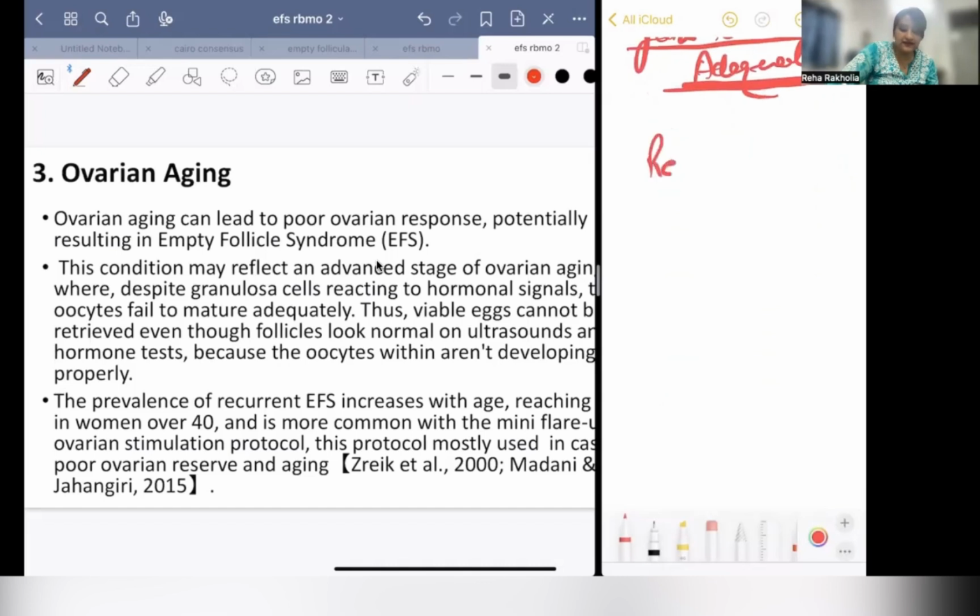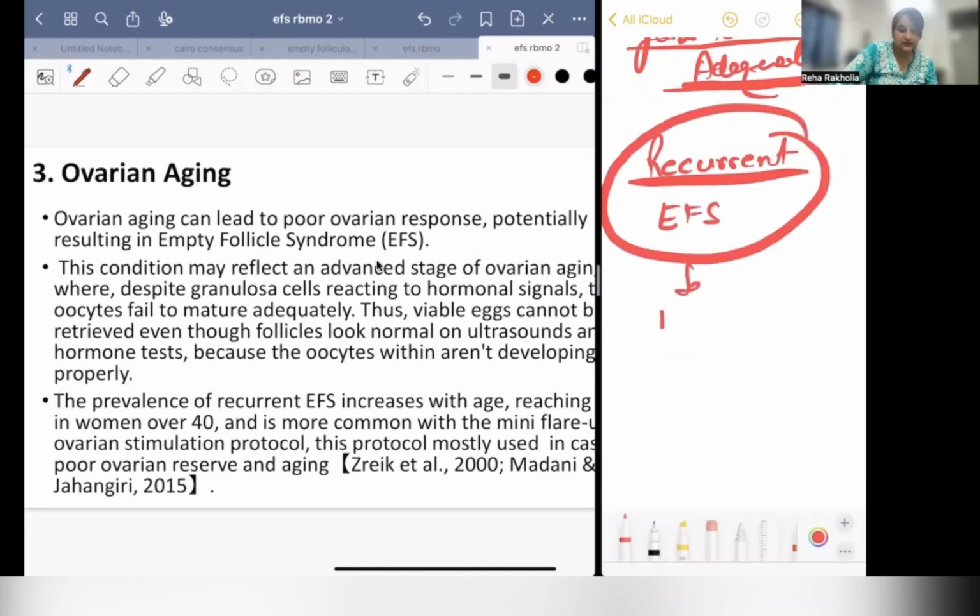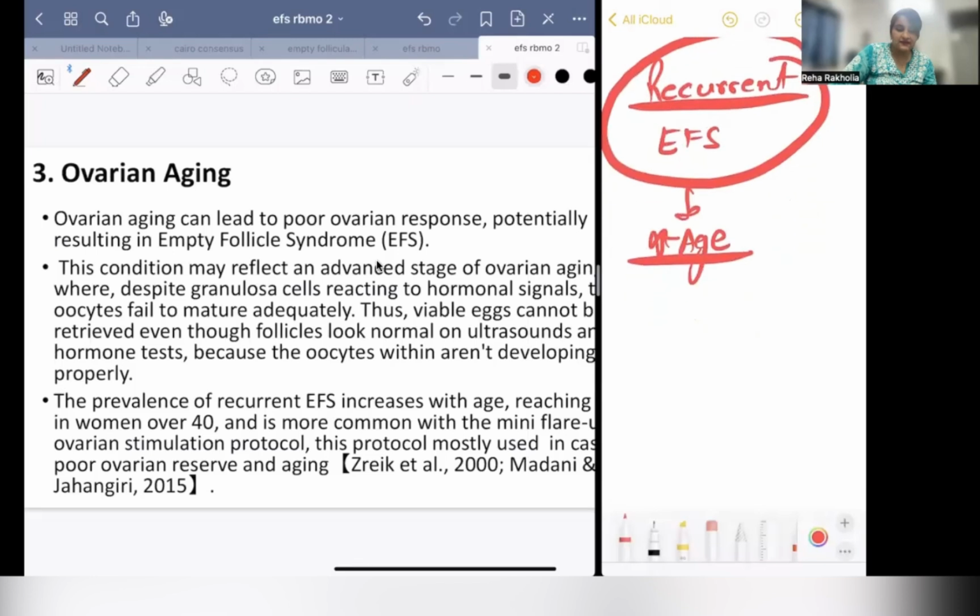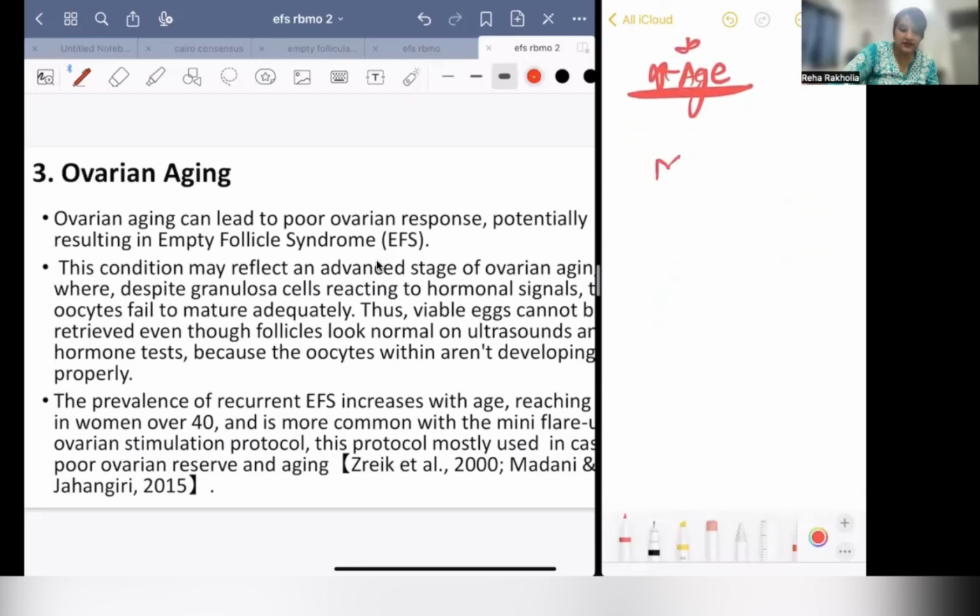Recurrent EFS increases with age. As age increases, recurrent EFS increases. As we saw earlier, in the mini-flare protocol the prevalence of EFS was higher, because the mini-flare protocol is mostly used in older patients and poor responders. We have already talked about it.